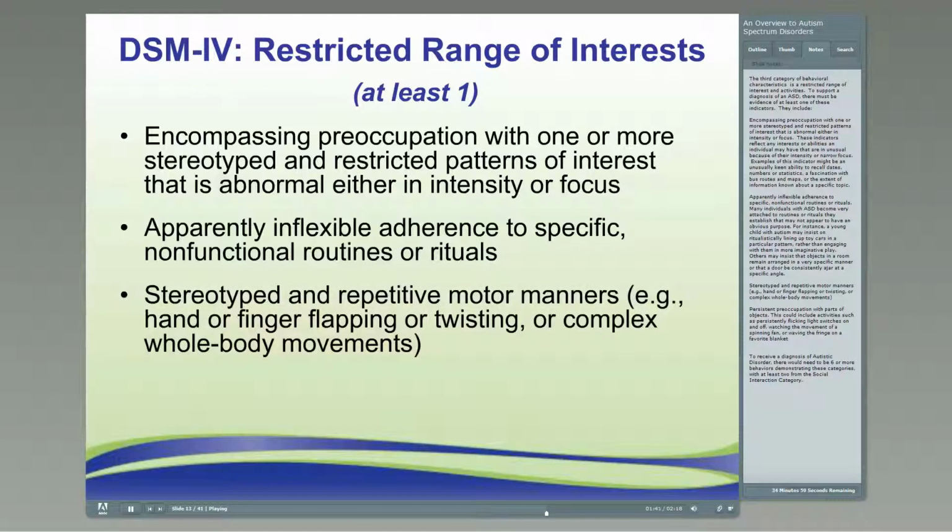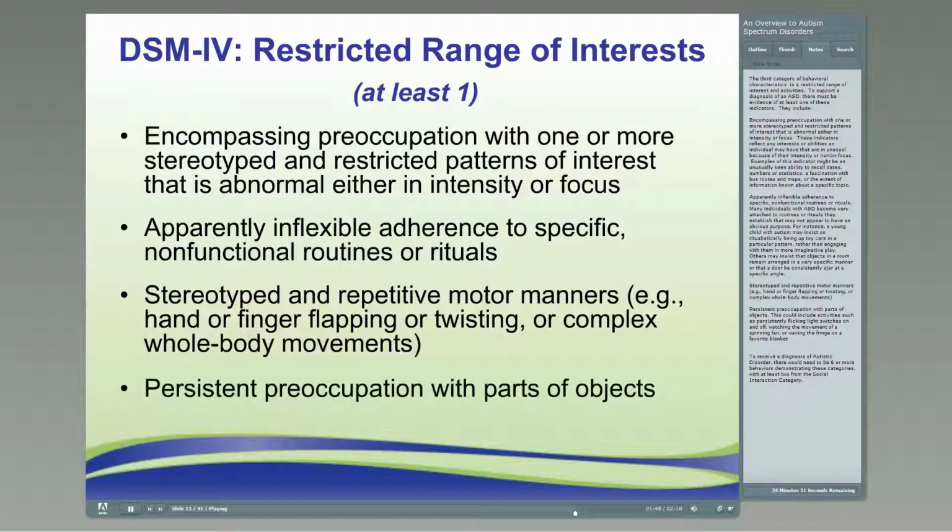Stereotyped and repetitive motor manners such as hand or finger flapping or twisting, or complex whole body movements. Persistent preoccupation with parts of objects. This could include activities such as persistently flicking light switches on and off, or watching the movement of a spinning fan, or waving the fringe of a favorite blanket. To receive a diagnosis of autistic disorder, there would need to be 6 or more behaviors demonstrating these categories, with at least 2 from the social interaction category.